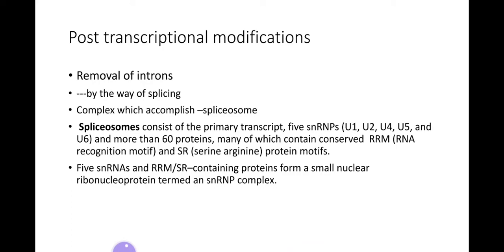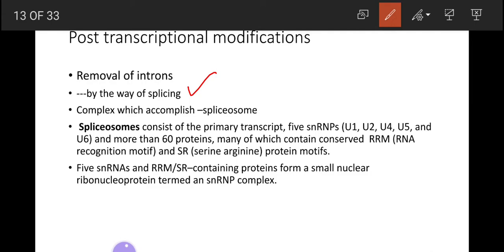Now the third change which occurs in the mRNA is the removal of introns. The introns are the intervening sequences which are not coding sequences. They are removed by splicing. And the complex which accomplishes this task is the spliceosome. The spliceosome contains five snRNPs, small nuclear ribonucleoproteins. They are U1, U2, U4, U5 and U6. They are uracil-rich snRNA molecules.